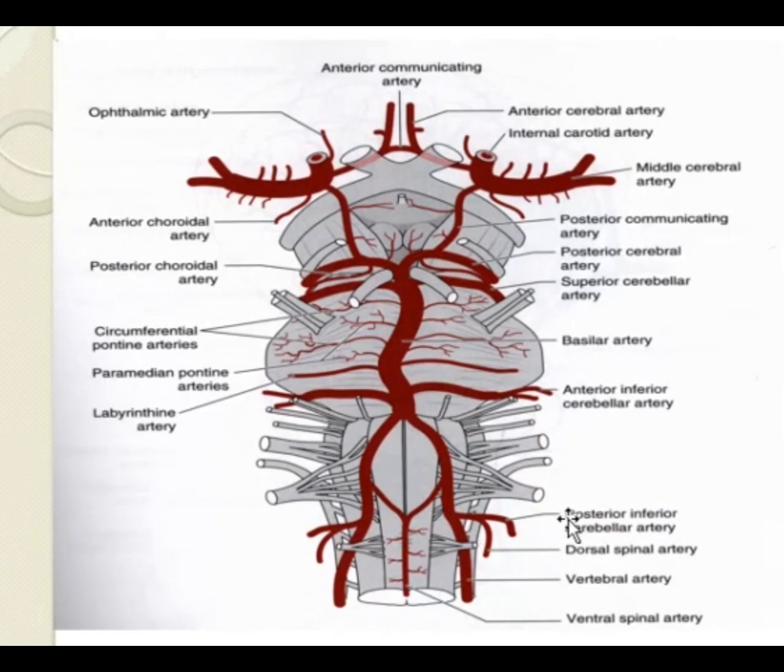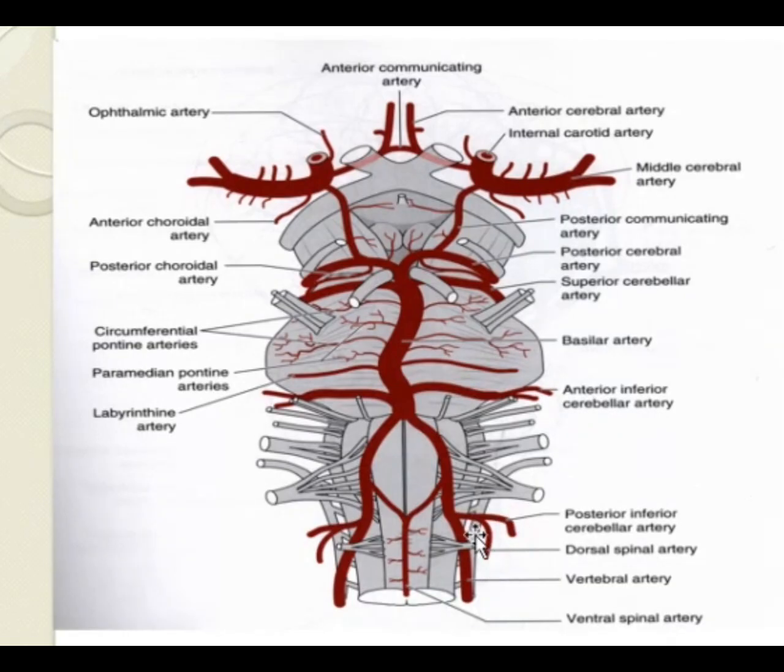surface of the cerebellum. So these two vertebral arteries, when they are still moving along the medulla oblongata, give off the posterior inferior cerebellar arteries. These posterior inferior cerebellar arteries are going to supply the posterior part of the inferior surface of the cerebellum, and they are also going to give off branches to the spinal cord, which is known as the dorsal spinal arteries.